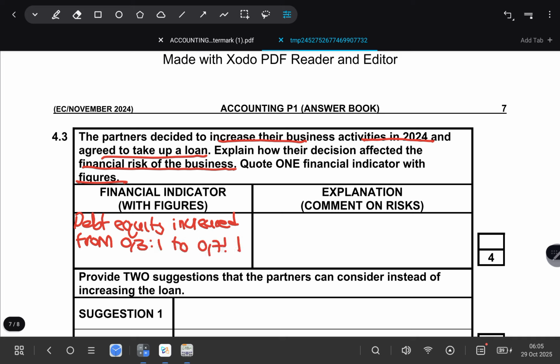So now we can see that the business is a high risk, because remember, more than 0.5 and going up is a high risk. So we can therefore say that the business is a high risk. Others will say that they are not creditworthy. Remember, almost 70% of what they have in their own funds is their debt. So it means that they might have problems with paying in the future.